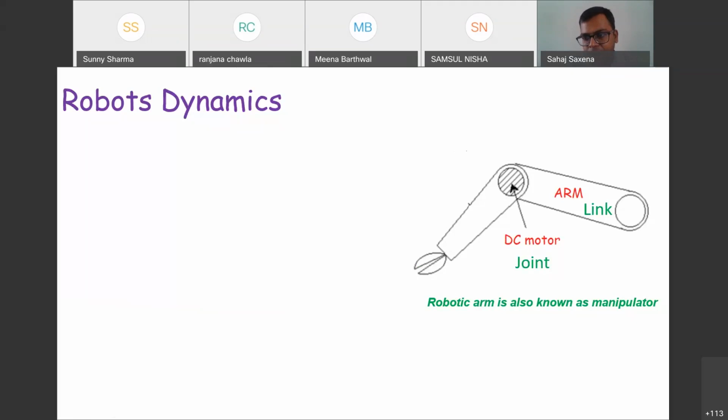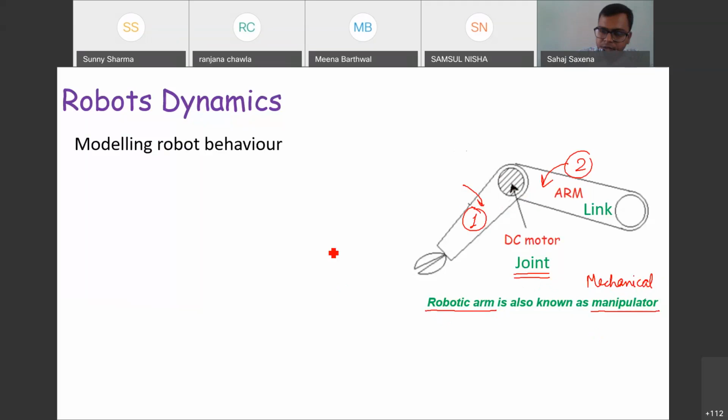So the DC motor is an actuator, and in the robot we have two links. This is one link and this is another link, and both links are connected with the joints, right? These are connected with a movable thing which is called a joint, and the joint moves due to a motor, and here we have a motor placed in it. This type of robotic arm is generally known as a manipulator, or sometimes a mechanical manipulator. All right, so now our objective is to model the robot behavior, how it will behave.